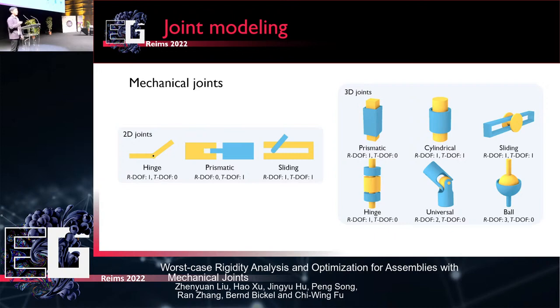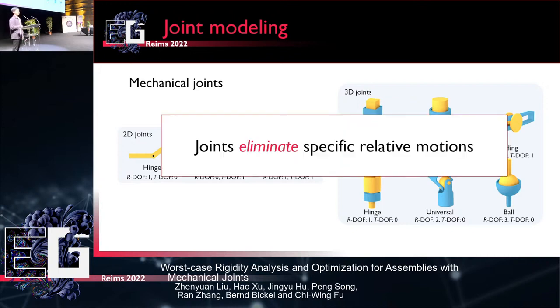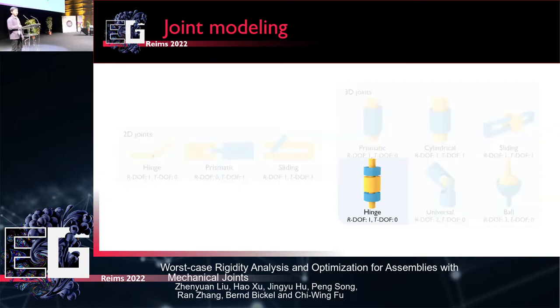And there are so many of them, so how can we get started? Our observation, our strategy, is that rather than consider how the joint allows specific relative motion, we'll think of it the other way around: how the joints eliminate or cancel different relative motions. Take the hinge, for example. A hinge will allow one rotational degree of freedom with respect to the rotational axis, right? But when we're trying to model the constraint, we'll think of it the other way around. The hinge will cancel three translational degrees of freedom and the other two rotational degrees of freedom.